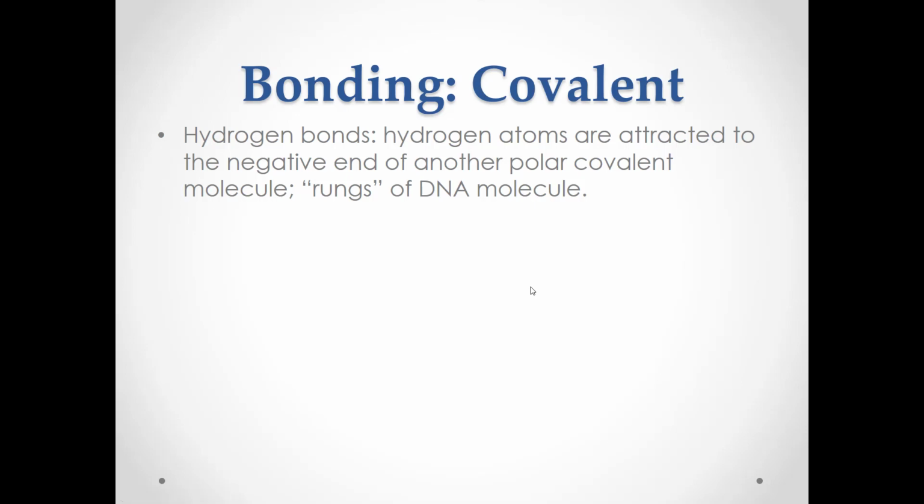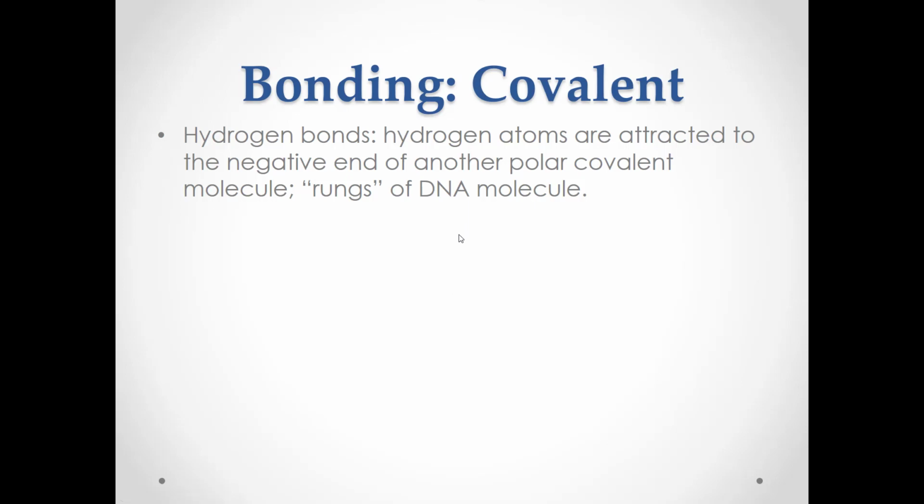Okay, now here is what we can do if a molecule is polar, so it has a positive side and a negative side. We can form what are known as hydrogen bonds. So in a hydrogen bond, hydrogen atoms are attracted to the negative end of another polar covalent molecule. So now we're getting molecules attracted to each other. Before we just had atoms attracted to each other, but now we're making molecules attracted to one another. And so you can put molecules together in bunches, for lack of a better term, into other structures. So for example, the rungs of a DNA molecule. If you've seen, DNA looks like a twisted ladder.